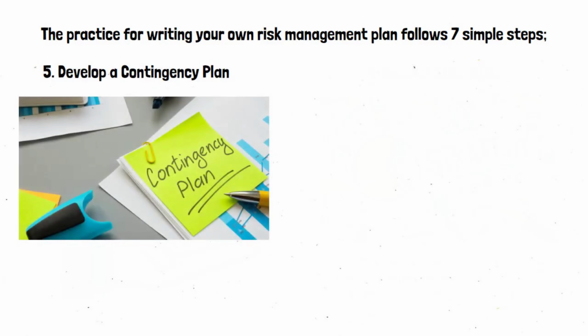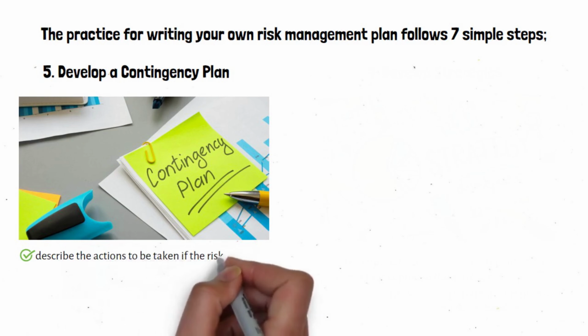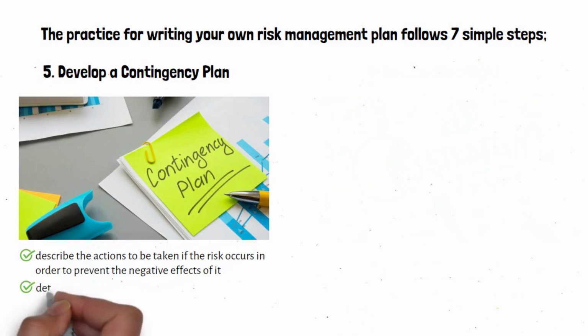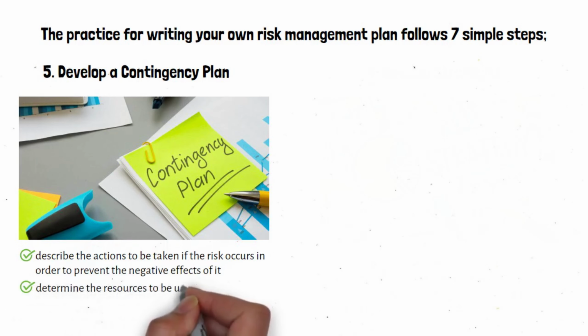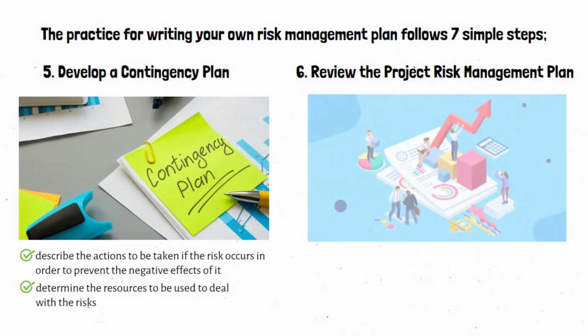5. Develop a contingency plan. What will happen if the risks become realized? Develop a contingency plan and describe the actions to be taken if the risk occurs in order to prevent the negative effects of it. While developing a contingency plan, you should determine the resources to be used to deal with the risks.